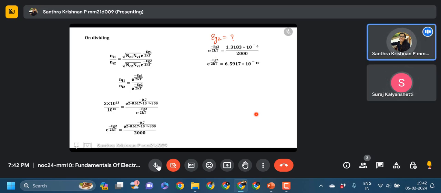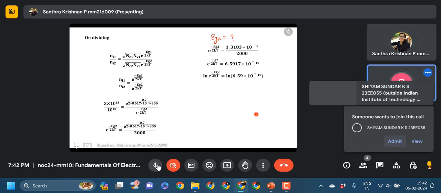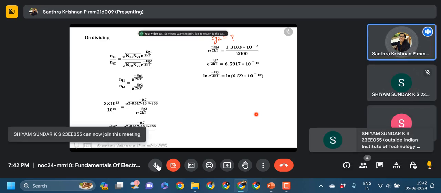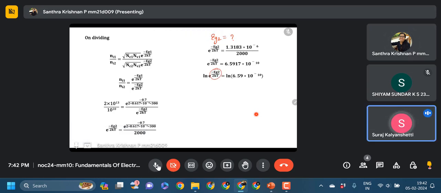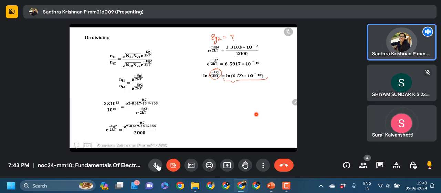So basically your e power value goes as 6.59 into 10 to the power minus 10, right? Then what you do is that you take log on both sides. Log of e to the power something becomes that something itself. Only this will remain. Only the Eg by 2 kT remains, and then this you can directly solve in your calculator, like ln of this value. Eg by 2 kT becomes minus 21.14. And you know the k value and T value, so if you substitute, you will get your Eg value.